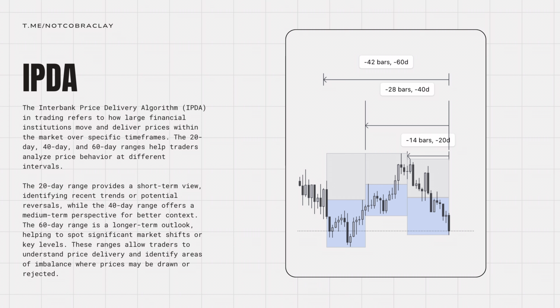The 60-day range is a long-term outlook, helping to spot significant market shifts or key levels, and these ranges allow traders to understand price delivery and identify areas of imbalances, an imbalance where prices may be drawn to or rejected from, either swing highs, swing lows, or internal liquidity.